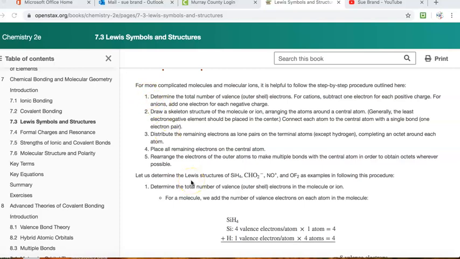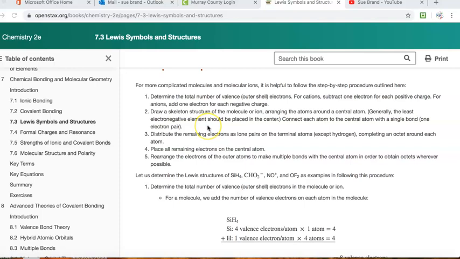So the first thing you're going to want to do is determine the total number of valence electrons. Okay, if it's a cation, you're going to have to subtract 1 electron for each positive charge. So if it has a +2 charge, it has 2 fewer electrons than it normally would as a neutral atom. For anions, add 1 electron for each negative charge.